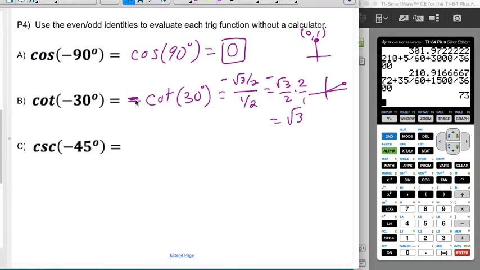And I almost missed it, right? I had it here, and then I forgot to put it there and here. So it's a negative root 3.